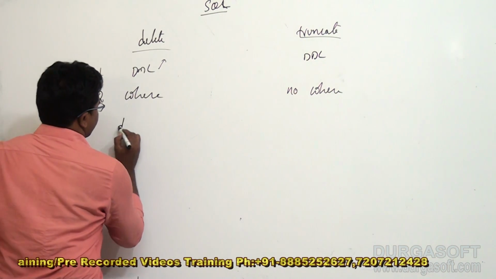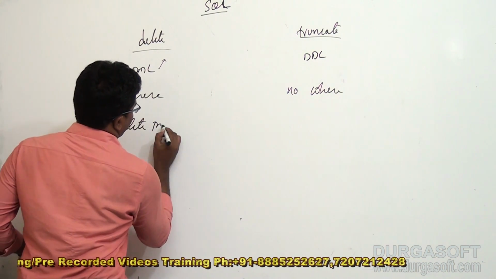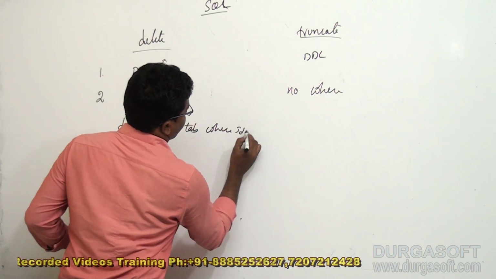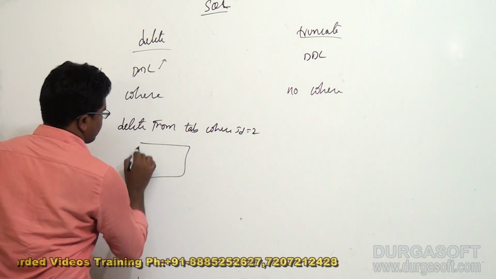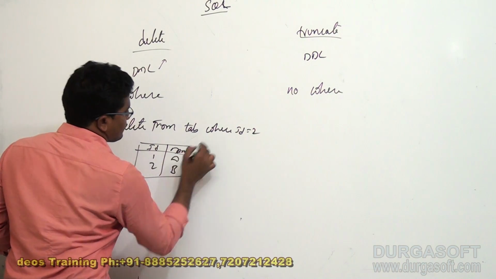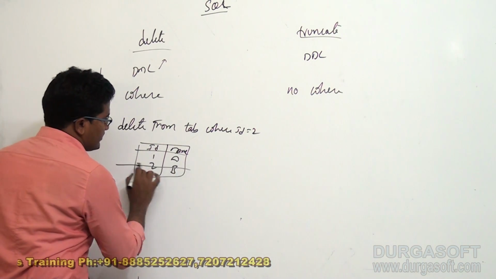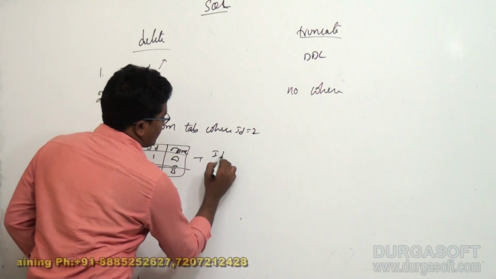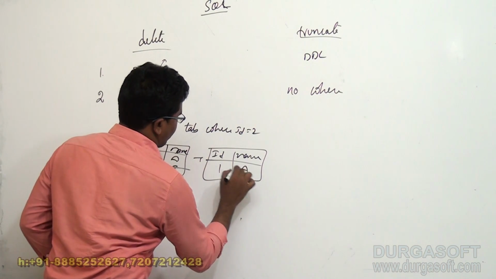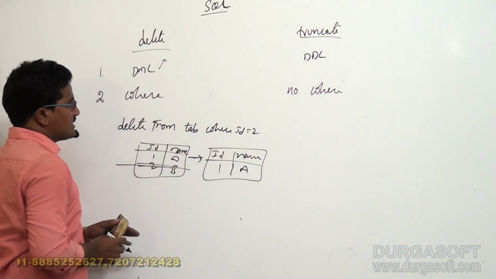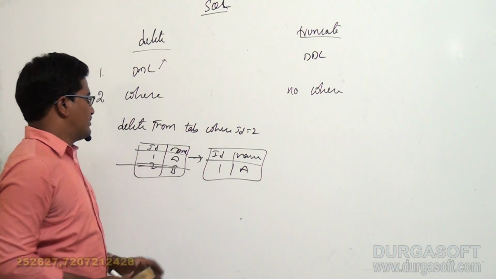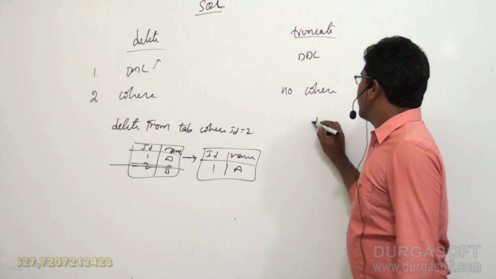How? Like this: delete from tab where id equal to 2. My table is like this, id, name, 1, 2, A, B. So what happens now? It removes only id 2. The remaining data is like this: 1, A only. Because by using delete you can delete a single record or multiple records. The same case with truncate, what happens?